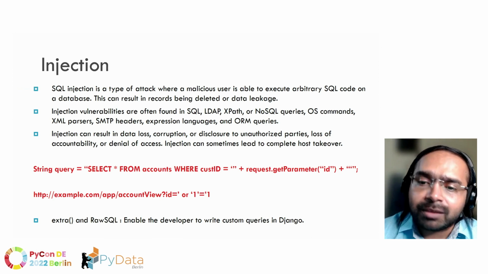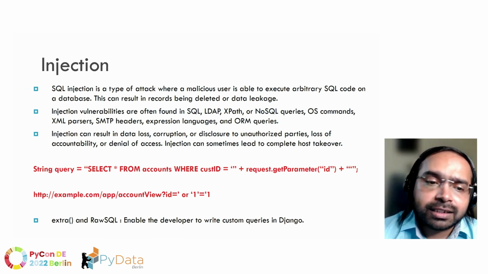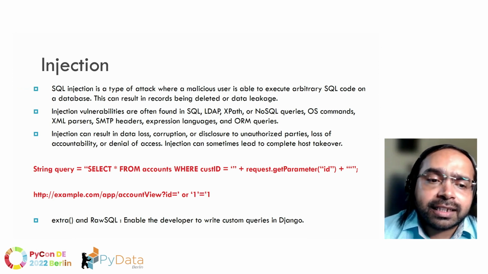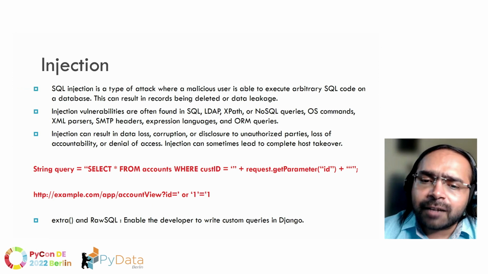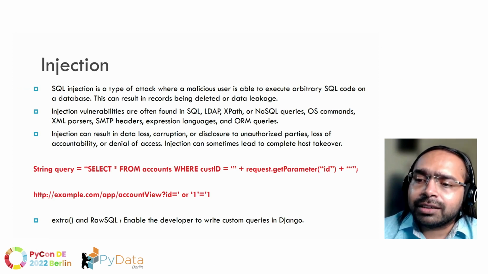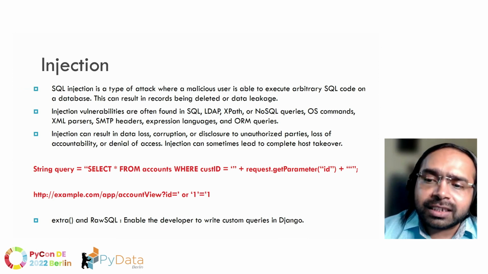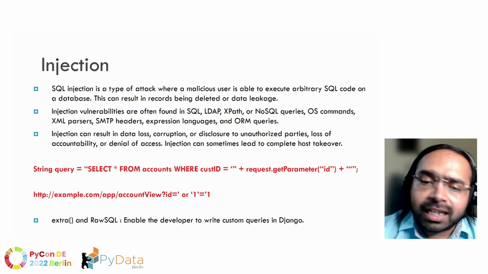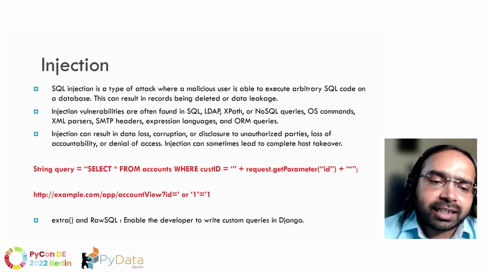Now, there's an example mentioned in this slide. So the first example, you can see that it's mentioned here. String query is equal to select star from accounts where customer ID equal to request.get parameter of ID. Now, this is a valid query which is written, but hackers can modify the SQL query here.